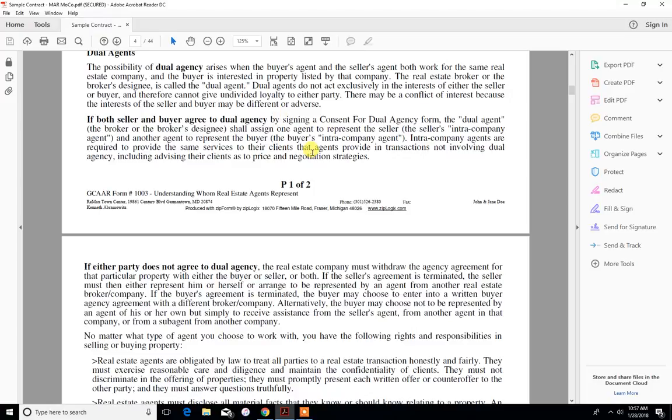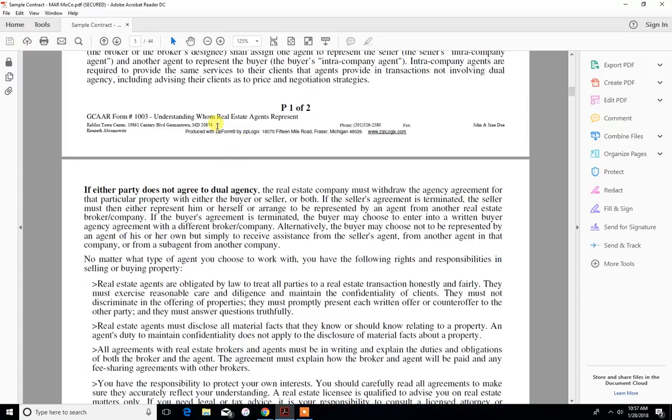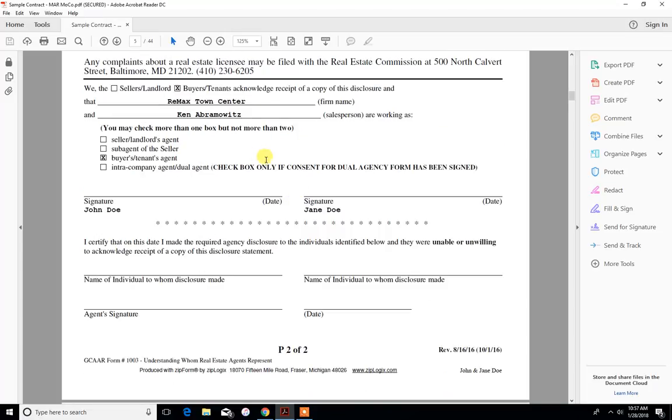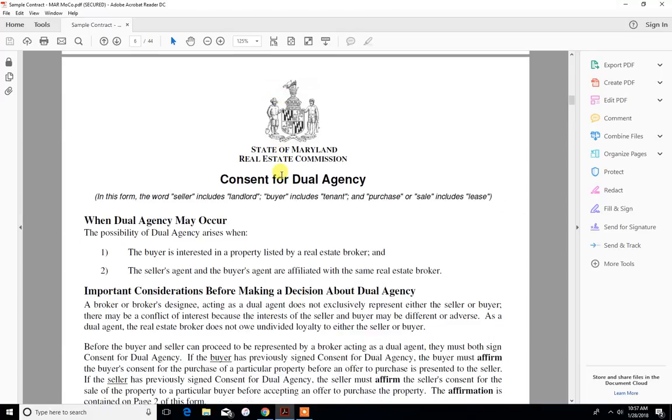We have another form called consent for dual agency that you will agree or not agree to. But go ahead, you can read further here and see what dual agency entails. So of all those types of agents, I'm disclosing to you that I am your buyer's agent. Go ahead and sign there. If they do not want to sign it, you fill this bottom part out. But this does have to be presented.